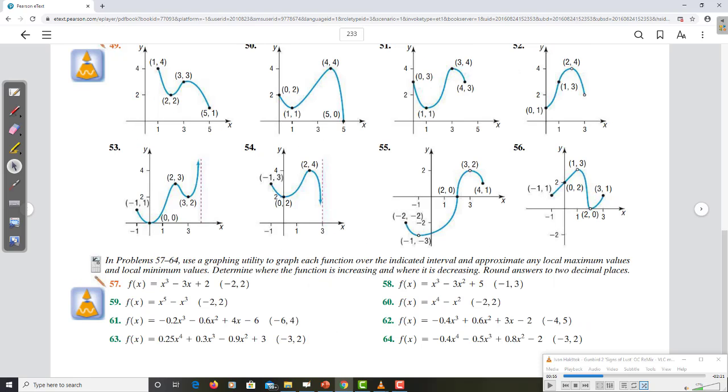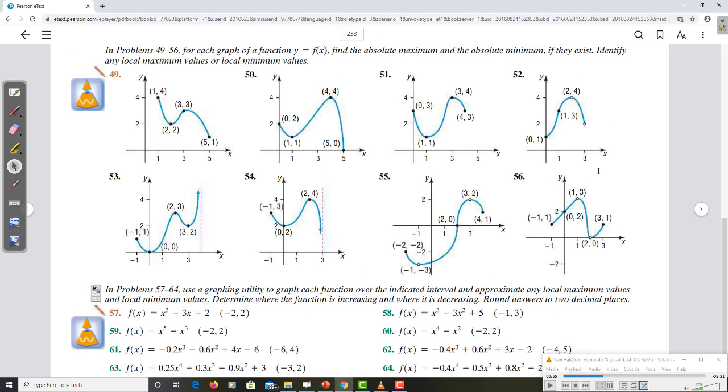Yeah, I wanted to look at a couple of these problems. Find the absolute maximum, absolute minimum, and any local max or local minimum. So let's look at 54 here. We can tell it has an absolute max of 4 at x equal 2. What's its absolute minimum?